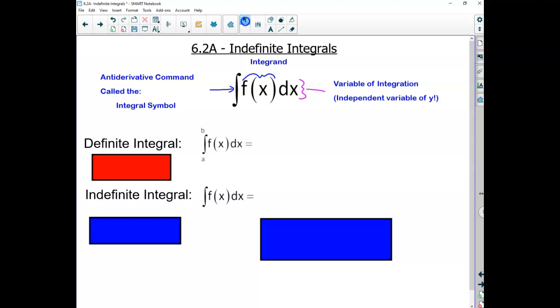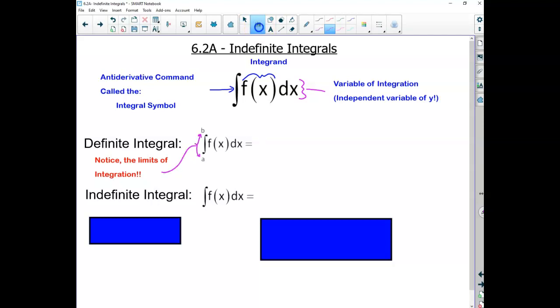So what we have done before is we've been working with definite integrals, where we have the integral from a to b of f of x dx. And notice it's a definite integral because of the limits of integration. It has an a and it has a b. There are actually numbers on the integral, and when I take the antiderivative command, what I am supposed to be doing is evaluating big F at b minus big F at a, and that equals some number, right?